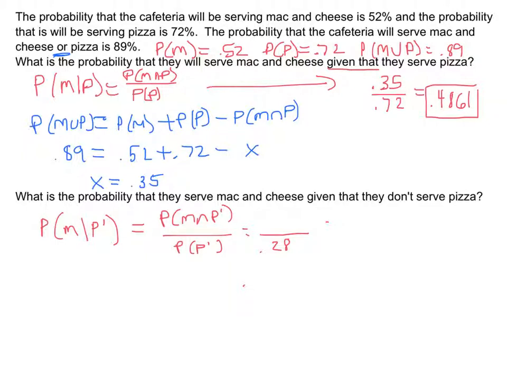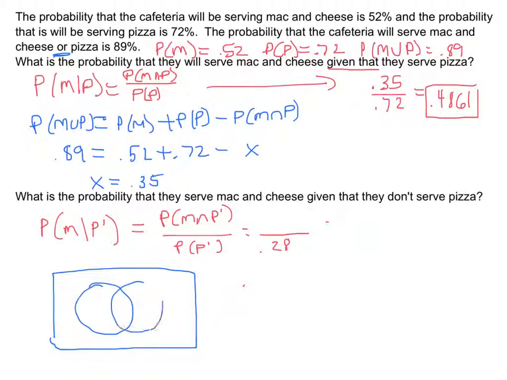The problem here really is the numerator. We have no idea what the probability of M intersect P prime is. So we're going to turn to another one of our tools for conditional probability, which is the Venn diagram. So here we go, we're going to draw our Venn diagram. Here is M, here is P. We always start in the middle with the intersection. The intersection is what we just found in the last problem.